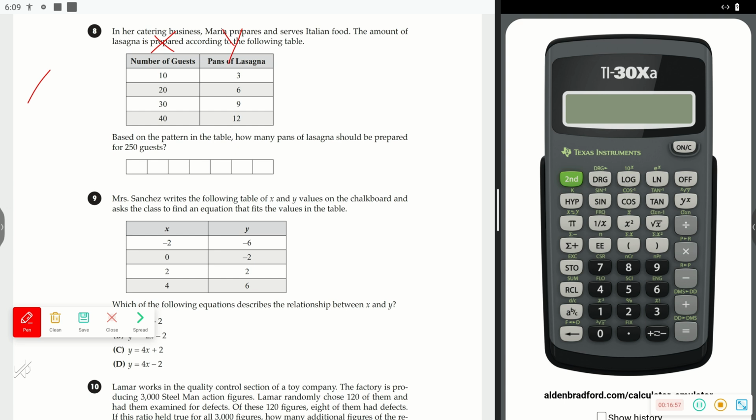So let me just go to the problem real quick to make sure I approach it right. So what we can do is write this as a linear equation where we have y equals mx plus b. In this case, the b is going to be 0 because if you have 0 guests, you need 0 pans of lasagna. So we're going to have to figure out what the slope is. In the x, we're incrementing by 10, and in the y, we're incrementing by 3. That pattern holds true for all of them. As this one increases by 10, this one increases by 3. I guess we can write plus 10 and plus 3.